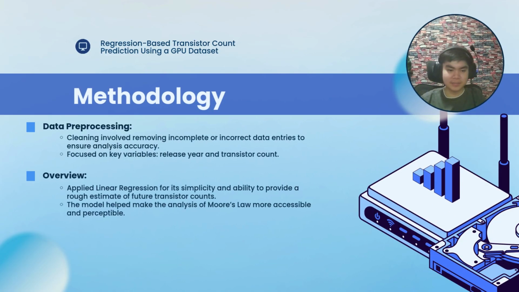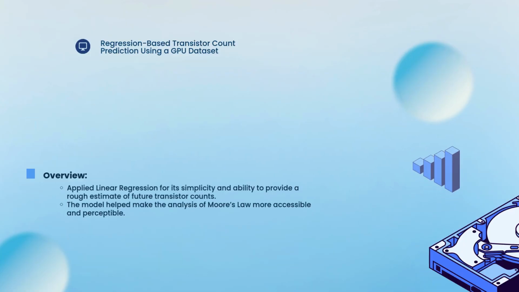Next is the data processing. As stated earlier, our data is not fully complete in the dataset. So some cleaning was involved, removing incomplete or incorrect data entries to ensure analysis accuracy, and focused on key variables like the year and transistor count, since that is what we're mainly after. And lastly, just an overview. We applied linear regression for its simplicity and ability to provide a rough estimate of future transistor counts, and the model helped make the analysis of Moore's law more accessible and perceptible.